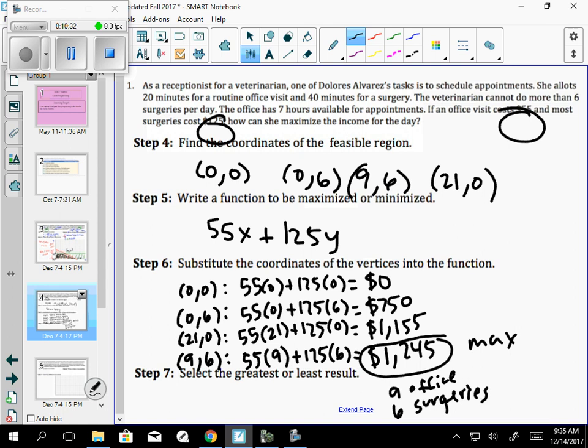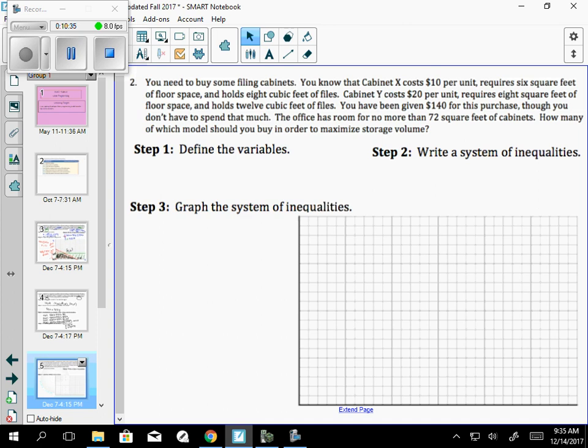So that's the process of going through one of these. All right, let's try one more.